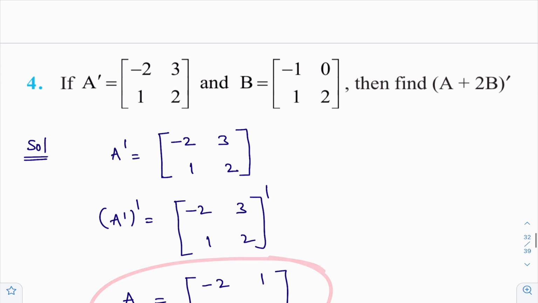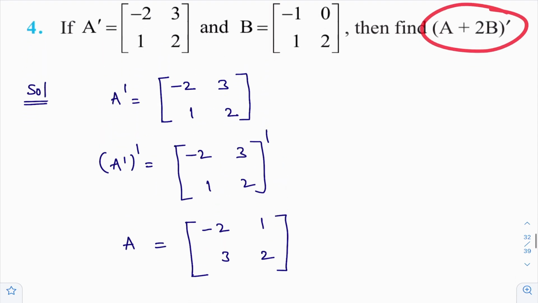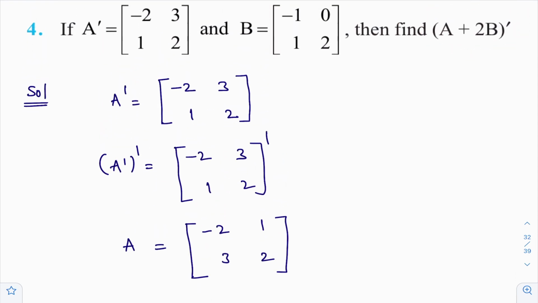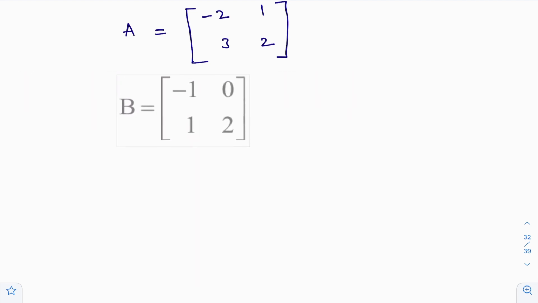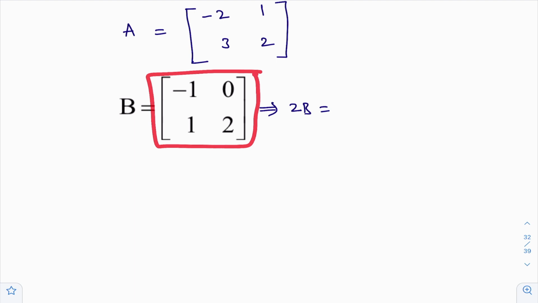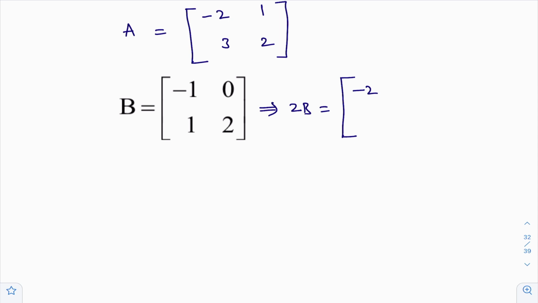What you want? You want to calculate A plus 2B whole dash, right? A we have now, we calculated A, now 2B. Here, this is the matrix B. I'll write here, this is the matrix B. I want to calculate 2B from this. How to calculate 2B? 2B is nothing but every element of matrix B, you multiply with 2. Then you will get 2B. 2 into minus 1, that is minus 2. 2 into 0, that is 0. 2 into 1, 2. 2 into 2 is 4. So now you got 2B also.